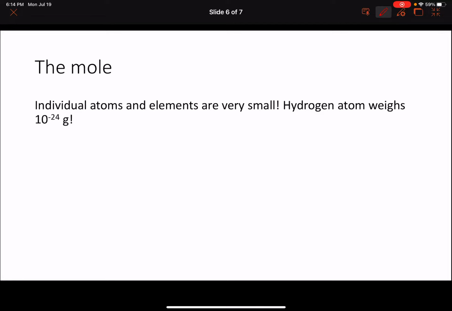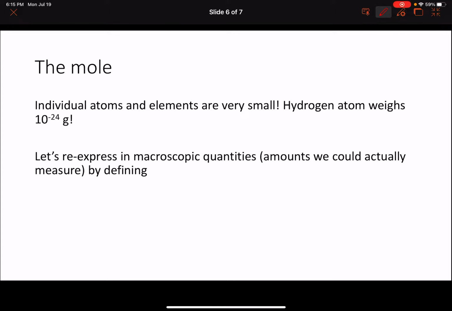So we just introduced this idea of grams per mole. At least I said grams per mole, but we really didn't identify the mole. When we're talking about individual atoms or elements, they're really small. If we go back to our AMUs and look at hydrogen, its mass is 1 AMU. That means it's about 10 to the minus 24 grams. I don't have a balance that can measure 10 to the minus 24 grams. So if I'm going to measure hydrogen on a balance, I need it in macroscopic quantities, large enough that we can actually measure.